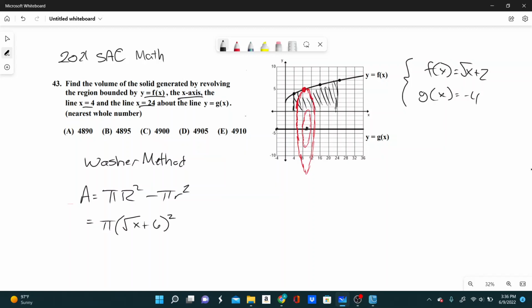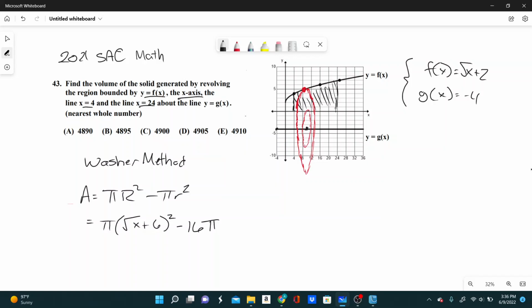So that's pi times that squared, the area of the big circle. Now for the small circle, the radius is just from the x-axis to the axis. So from the x-axis to y equals negative 4, that's just a radius of 4. And so that area will be 16 pi. Now, we just have to integrate.